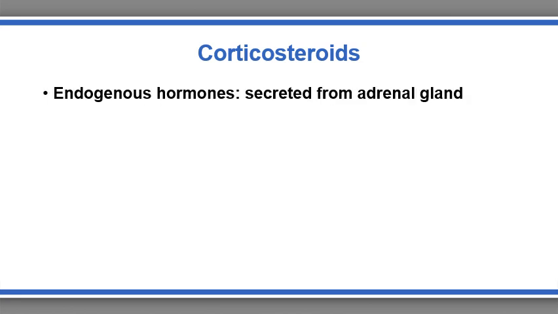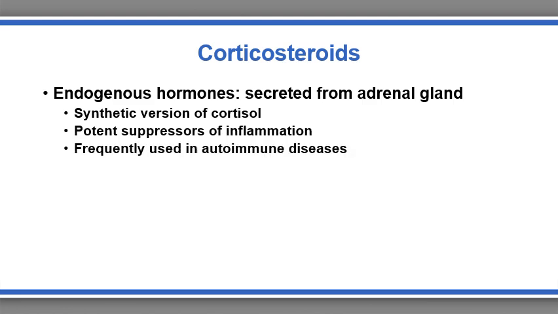Corticosteroids, now these are endogenous hormones. Our body naturally does produce corticosteroids. These are also called glucocorticoids, or some people will just refer to them as steroids. There are naturally occurring glucocorticoids in our body that we've talked about. If you remember going back to our talk on the endocrine system, we had discussed many of those. From a pharmacological standpoint, they're a synthetic version of cortisol. Again, they're potent suppressors of inflammation.